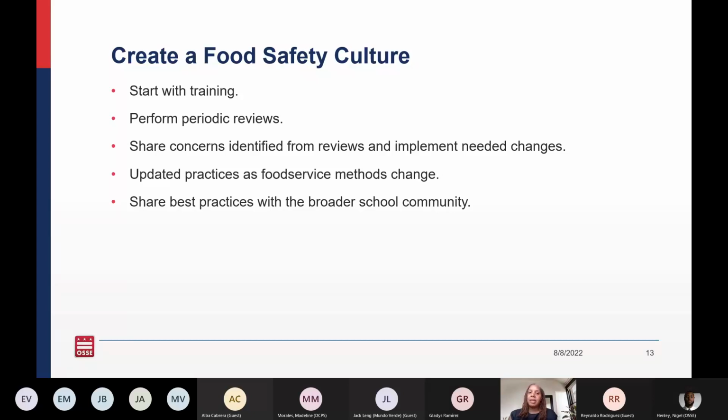And last but not least, don't go it alone. We think it's best if you not only share this with your employees, but you also want to make sure that you're sharing it with the broader school community. This includes teachers, administrators, and the school nurse. So again, as we talk about potentially serving meals in the classroom, we want to make sure that teachers identify how they play a role in ensuring that food served to students is safe.